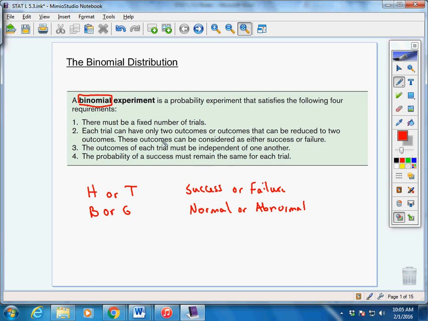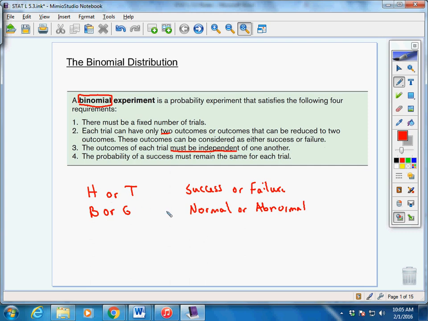So for a binomial experiment, there has to be a fixed number of trials. You have to test 20 people or 100 people. Each trial can only have two outcomes. To be binomial, it has to have two outcomes, or it can be reduced to two outcomes, like we were talking about here. And they can be considered success or failure. The outcomes must be independent of one another.